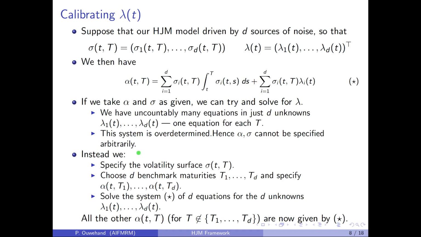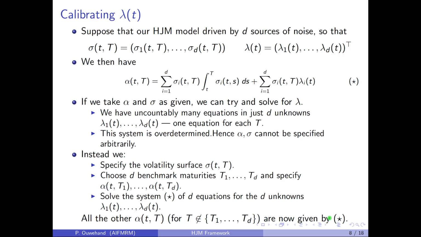Instead, we proceed as follows. We specify the volatility surface, sigma. We choose d benchmark maturities, T1 up to Td, corresponding to very liquidly traded bonds, for example, and specify the drifts for those maturities. We then solve the system star above of d equations now for the d unknowns, lambda 1 up to lambda d. Then all the other alphas for maturities which are not benchmark maturities will now be given by the equation star.